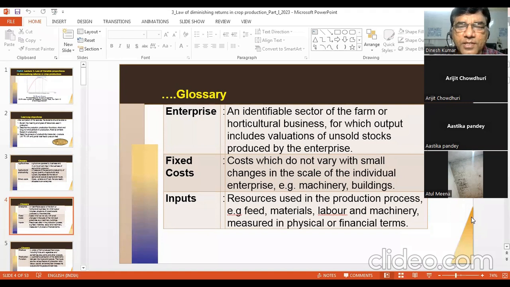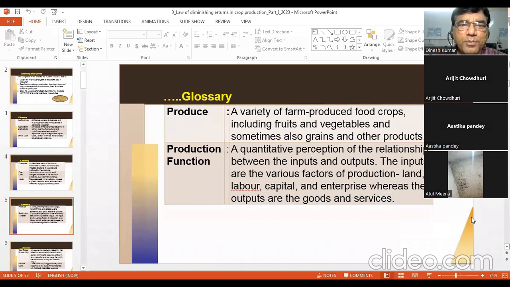Inputs. These are actually resources or materials used in the production process. So you can easily define what an input is. Even when you write your thesis, you write materials and methods. So those materials are inputs. It may be feed, materials, labor, machinery, measured in physical or financial terms. Produce is the product, a variety of farm-produced food crops, including fruits, vegetables, and sometimes also grains and other products. Production function: here it means a mathematical, quantitative perception of the relationship between the input and output.